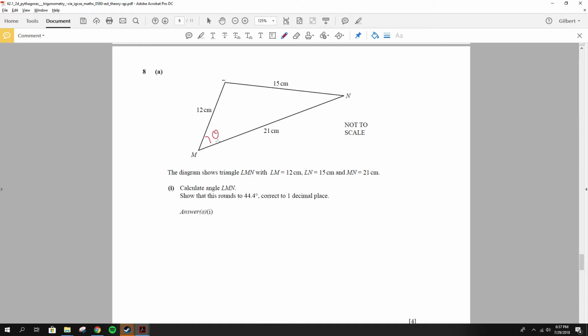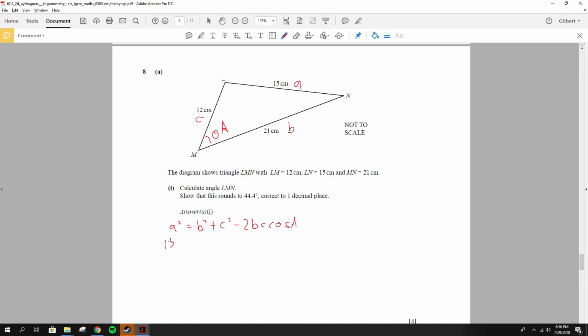In order to calculate this angle, first we must label our triangle. This is the angle that we need to find, so we will label this as angle A, and this will be side a. This is b, this is c. It doesn't really matter which one is b or c. To calculate the angle, we need to use the cosine rule again: a² = b² + c² - 2bc cos A.